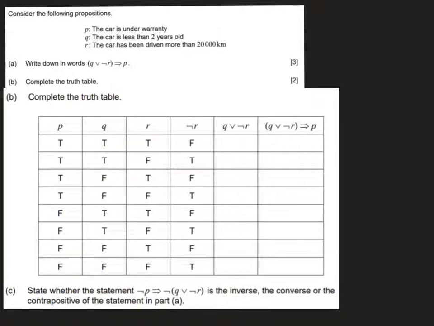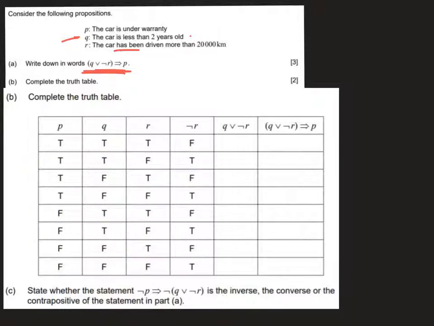So in the first question we're asked to write down in words, Q or not R implies P. So Q is the car is less than 2 years old, and R is the car has been driven more than 20,000 kilometres, so not R is has not been driven more than 20,000 kilometres, and P is under warranty. So in words, what this effectively means is, if the car is less than 2 years old, or the car has not been driven more than 20,000 kilometres, then the car is under warranty.